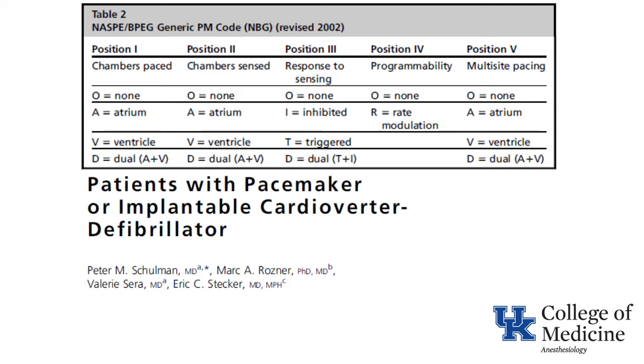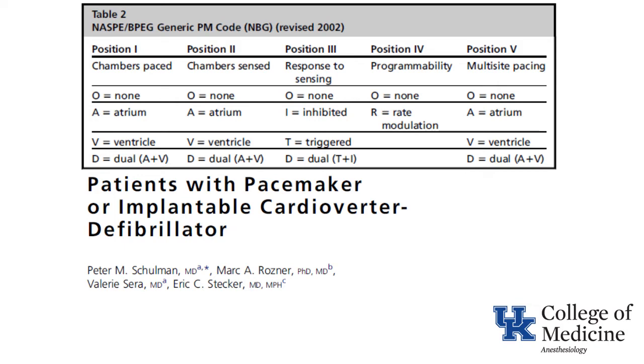This slide has 5 CIED codes for pacemakers. That is chamber paced, chamber sensed, the response to sensing, the programmability, either no programmability or rate modulation, and finally whether or not there is multi-site pacing.